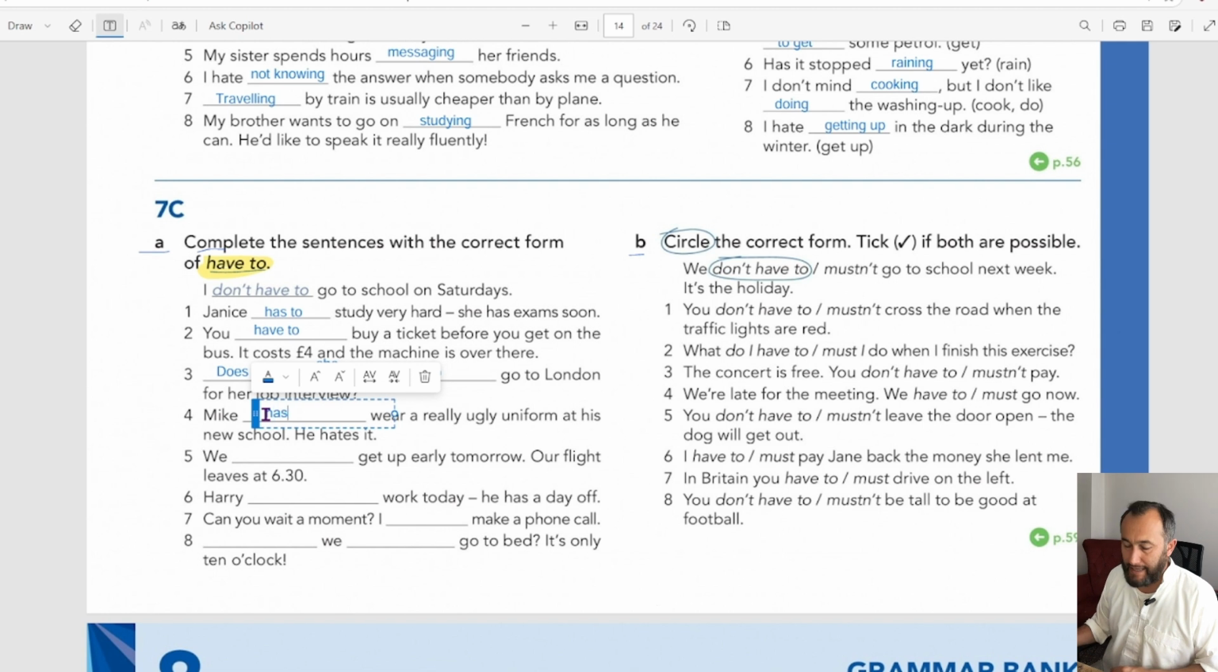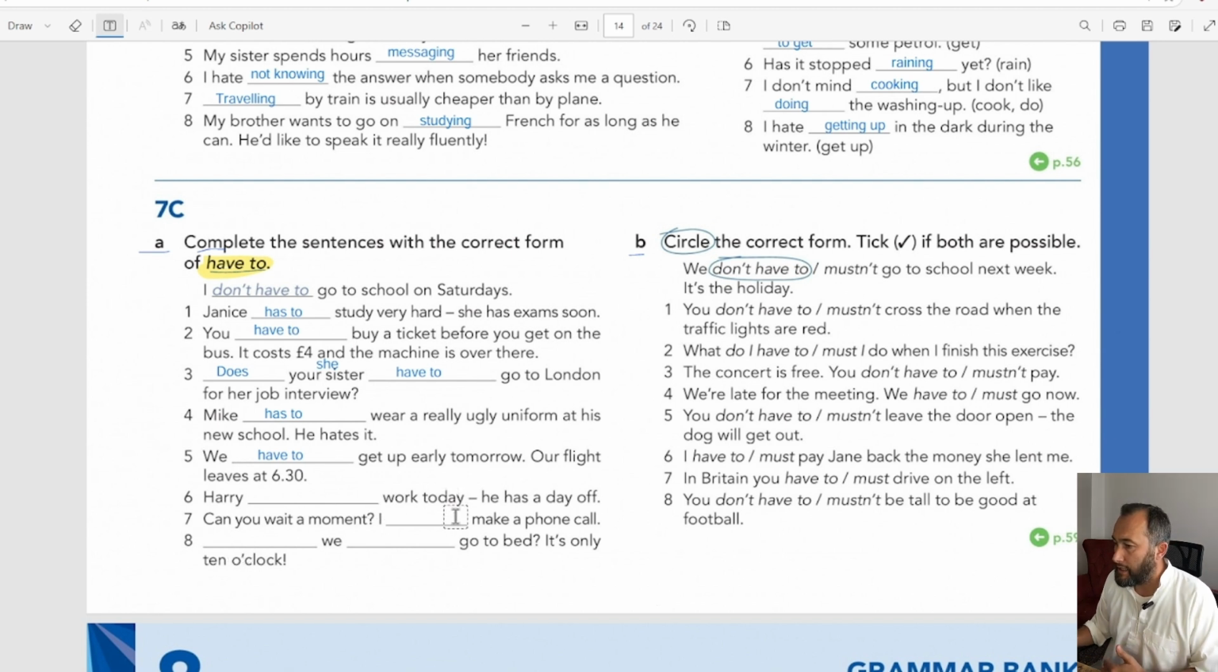So Mike has to wear a really ugly uniform at his new school. He hates it. Number 5: Get up early tomorrow. Our flight leaves at 6:30 in the morning. So we have to get up, obviously, early. We have to get up early tomorrow.